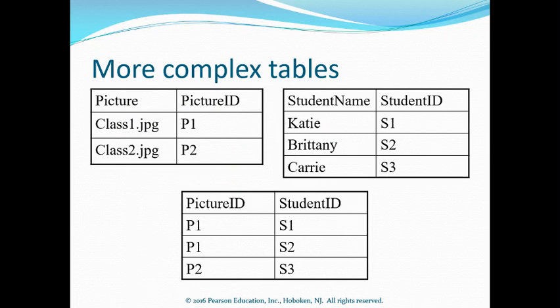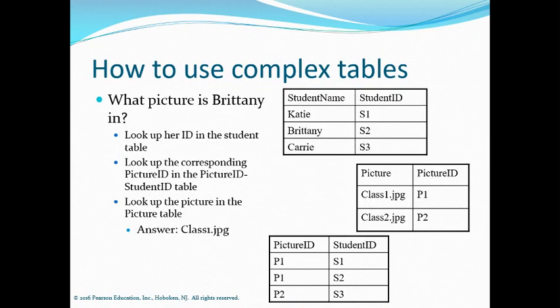More complex data, for example, we have class1.jpg and the picture ID is P1. And we see that Katie has a student ID of S1. And then there's a relationship down on the bottom of picture ID and student ID, right? So we can assume, based on this relationship, that student S1 is in picture ID P1. So then that would mean that Katie is in the class 1 picture. This would mean that Brittany is in class 1 as well, whereas Carrie is in the class 2 picture.